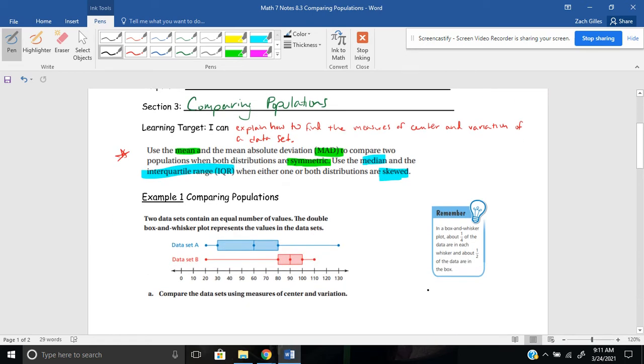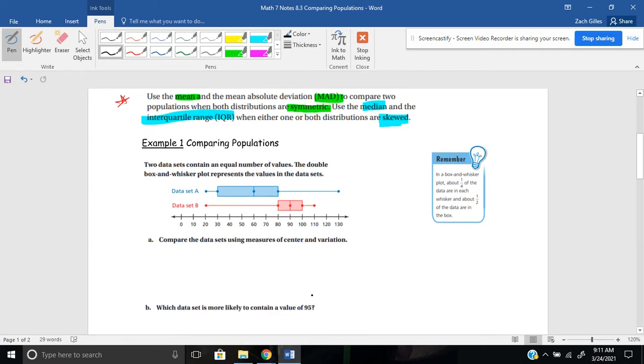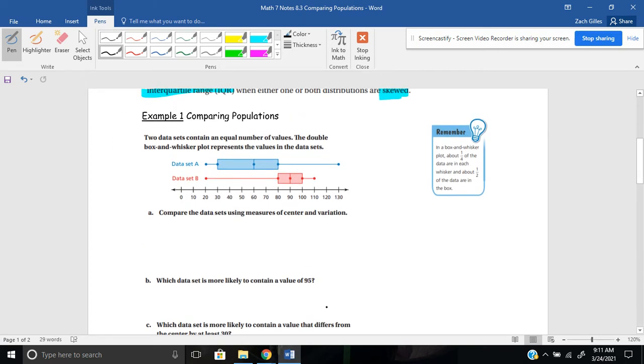So let's take a look at an example and see if we can put some meaning to these vocab words. Example 1 says, compare the populations. Two data sets contain an equal number of values. So we have data set A in blue and data set B in red. The double box and whisker plot represents the values in the data sets.